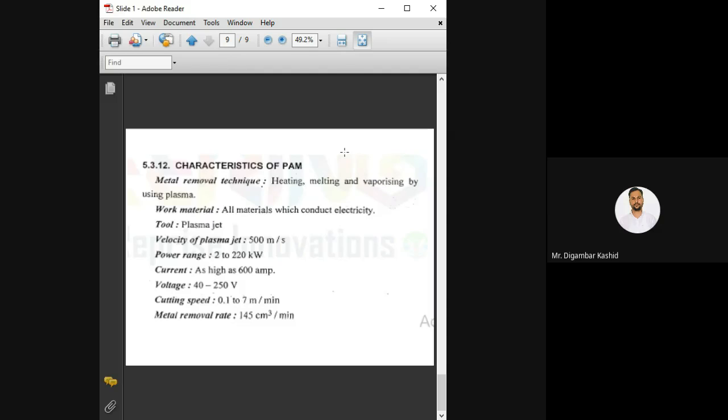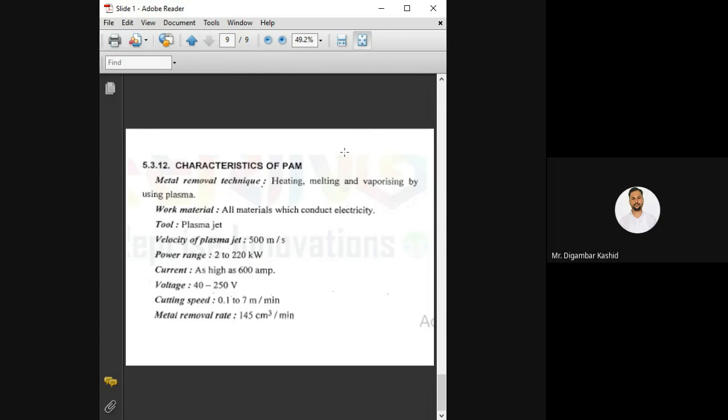So 2 to 200 kilowatt power is required. What will the current be? As high as 600 ampere current we can use, and the corresponding voltage of 40 to 250 volt is required. Now what will the cutting speed be? So 0.1 to 7 meter per minute. That much cutting speed you can achieve using this plasma arc.